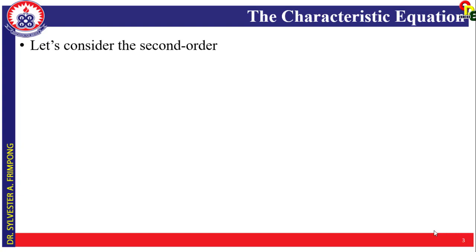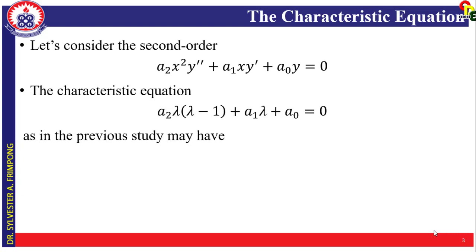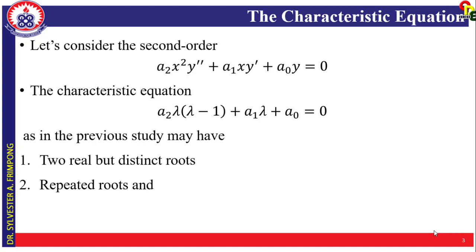So let's consider the second order Cauchy Euler equation of this form. We know that the characteristic equation, according to our previous video, is given by this function. And as we already know in the higher order homogeneous linear differential equations, the equation can have real but distinct roots, repeated roots or complex roots. The approaches that we were using in our previous lesson in the higher order are exactly the same. So here we are not going to go through the repeated roots and complex roots cases. We are going to look at some few examples.